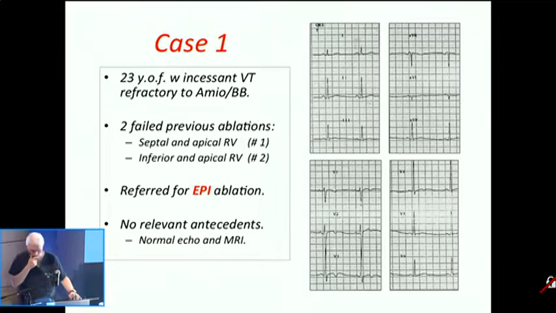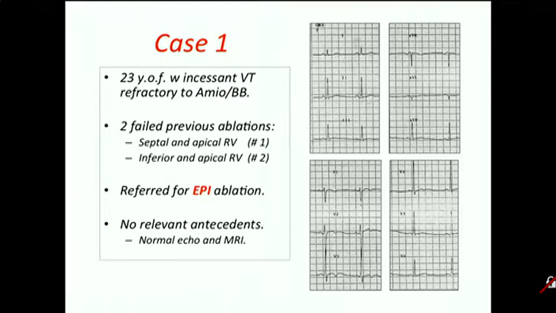a woman with incessant ventricular tachycardia refractory to amiodarone and beta blocker, with 2 failed previous ablations in the septal and apical area of the right ventricle in the first ablation attempt. The second one was an inferior and apical origin of the right ventricle. This patient was referred for ablation. She had no relevant history, normal echo, normal resonance.